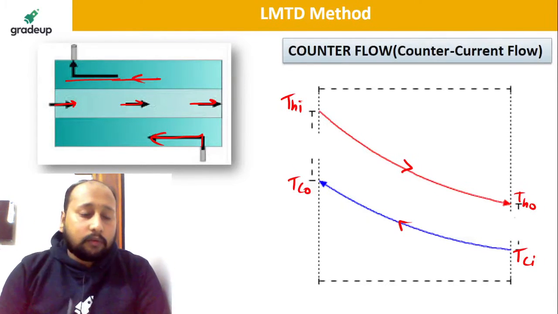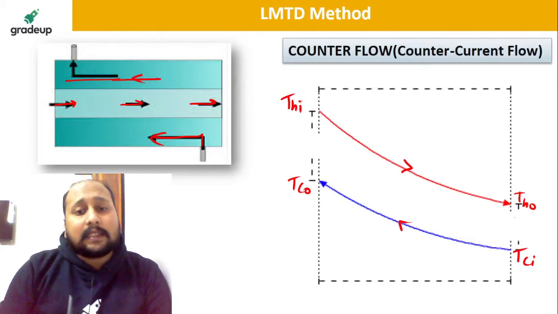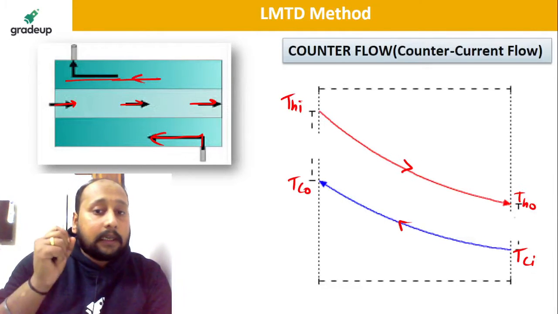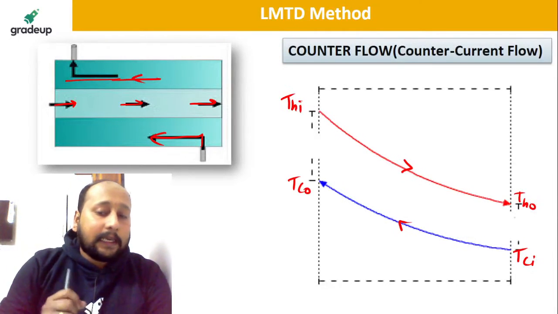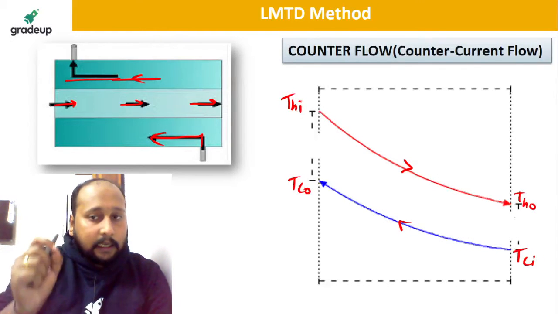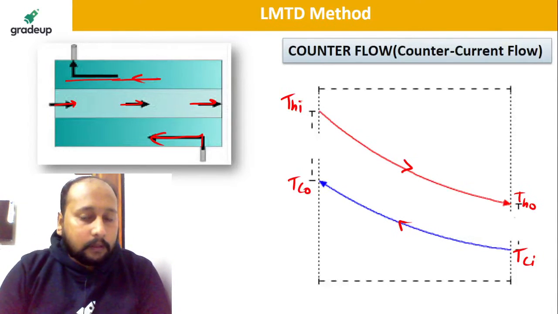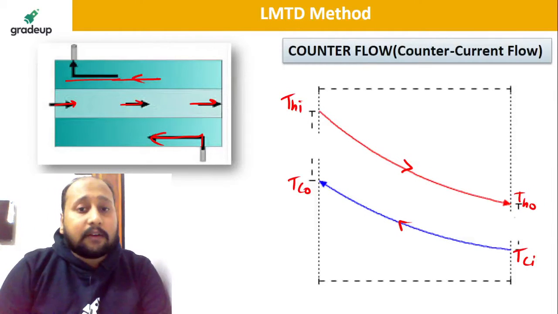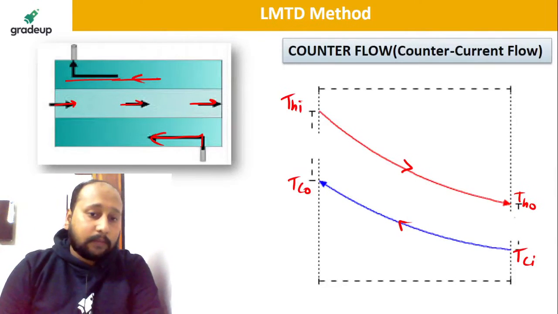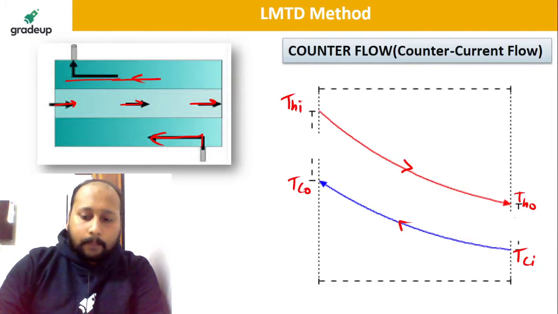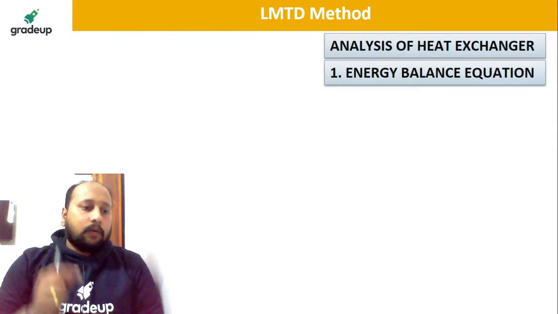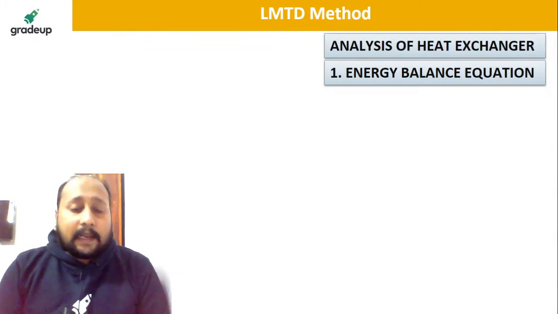And one more thing you should always remember: we always have an exponential decrement and increment of temperature in the case of a heat exchanger. Always remember this point. They have asked it in ESE for 1 mark, so you can definitely expect this question for 1 mark in the GATE examination. Okay, fine. Now let's go to the analysis of the heat exchanger.